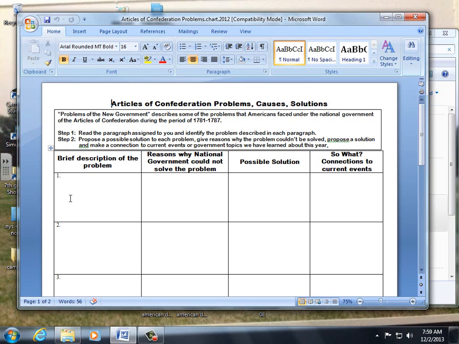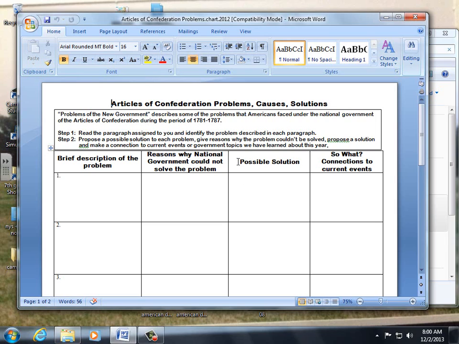You can do this almost like a stop and jot. In that same paragraph, it will give you reasons why the national government could not solve the problem. Same thing here, you are going to identify that reason and do a bullet or a stop and jot. Then comes your third column, and this is where, yes, you will struggle with this, and that's okay.